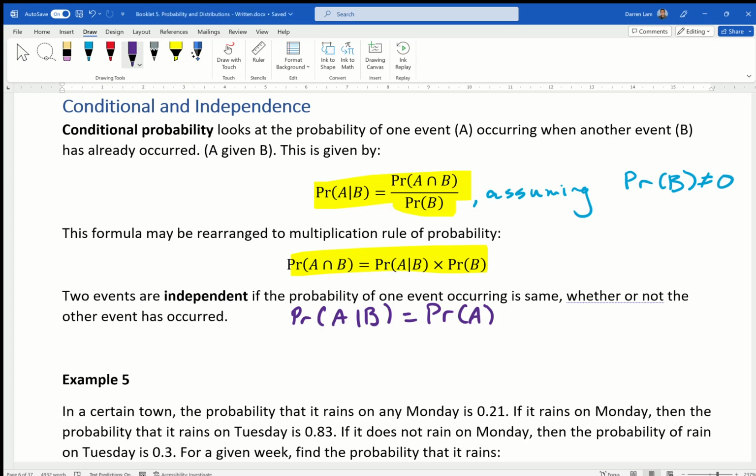If B has happened, and we're looking for the probability of A when B has happened, but they're not related and they're independent, it doesn't matter. It's just going to be the probability of A. And inversely, of course, the probability of B given A equals the probability of B. So those are very, very similar.